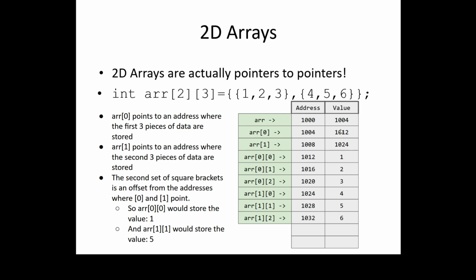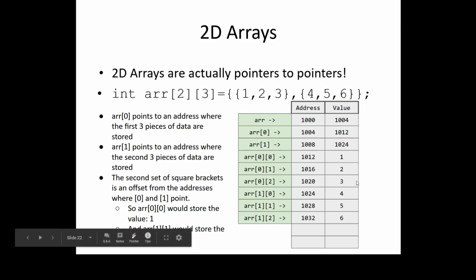So ARR0 would get you an address. ARR00 would get you the value 1. ARR01 gets you the value 2. ARR02 gets you the value 3. And so similarly, we have a second series. So this is one 1D array. ARR1 points to a second 1D array. And so you can dereference it the same way: 1,0, 1,1, 1,2, 4, 5, and 6. So hopefully that makes sense.